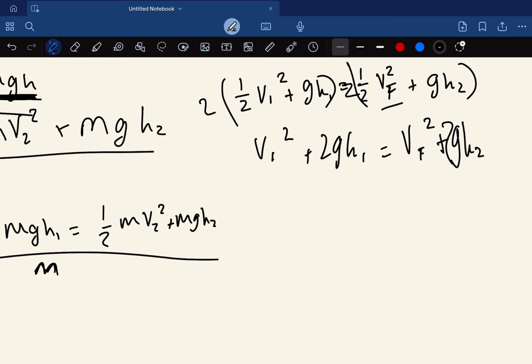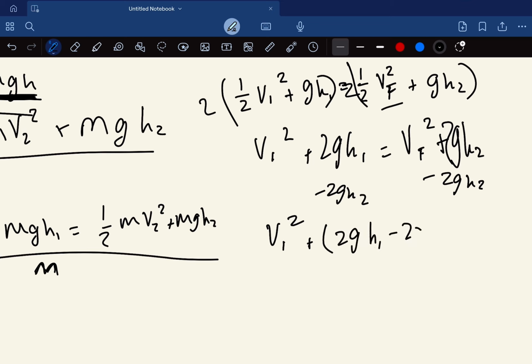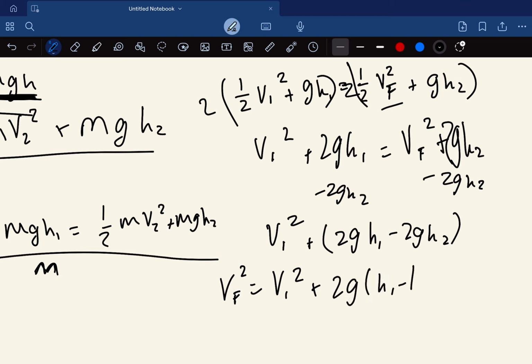2gh2, sorry. So then we subtract 2gh2 from both sides, and we get vi squared plus 2gh1 minus 2gh2. We could factor out the gh, and we get vf squared equals vi squared plus 2g times h1 minus h2, and that h1 minus h2 is equal to our delta x, our change in position.